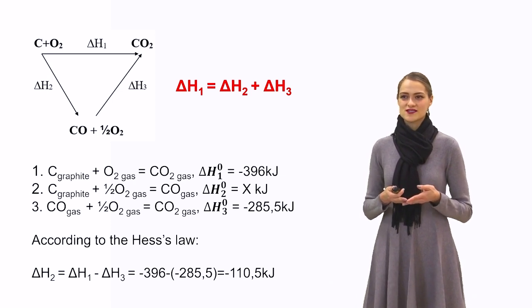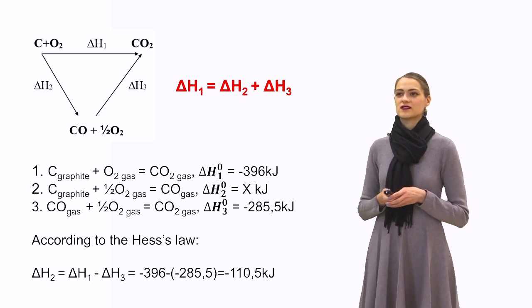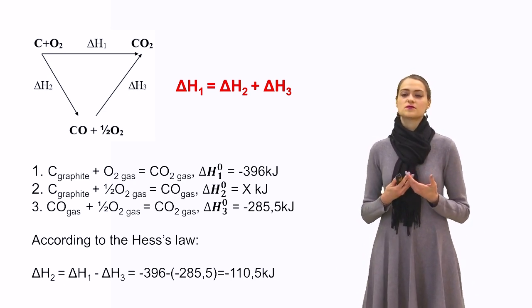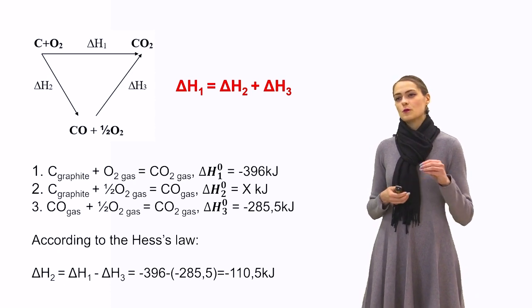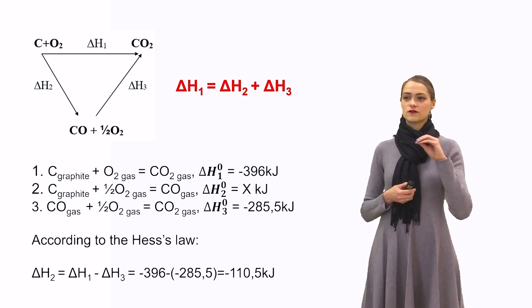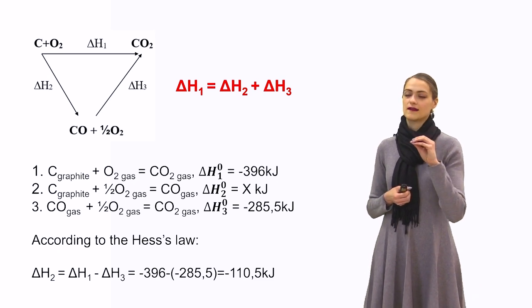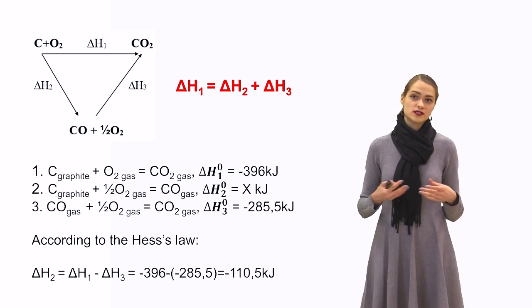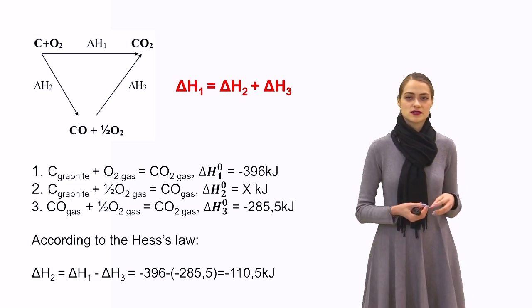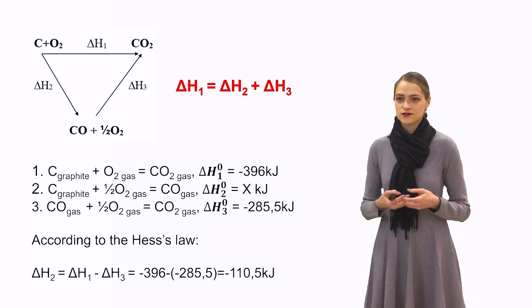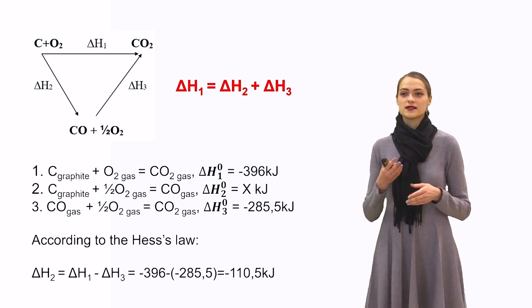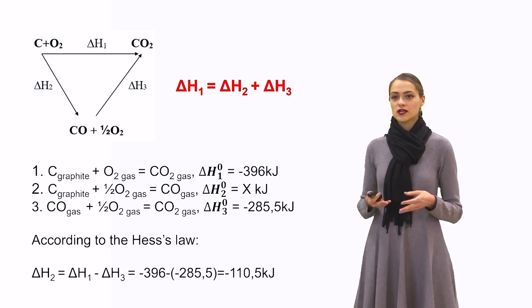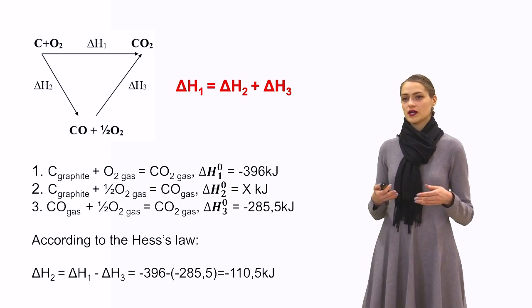So how can we use Hess law here? Actually, direct determination of the second heat effect in experiments is very difficult, because once carbon monoxide forms, it reacts further to carbon dioxide. And in experiment, unfortunately, we can't separate carbon monoxide to calculate delta H2. But we know heat effect for first step and third step. As I said, we can make algebraic operations with thermochemical equations.